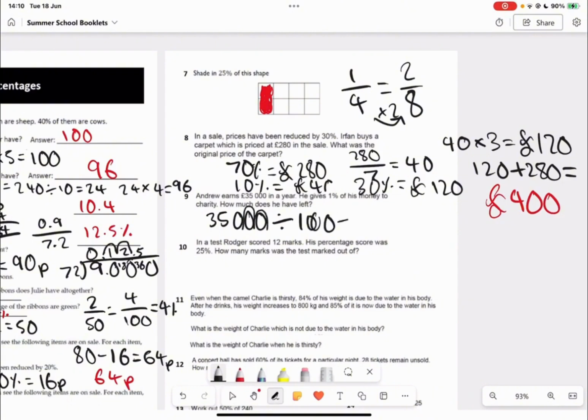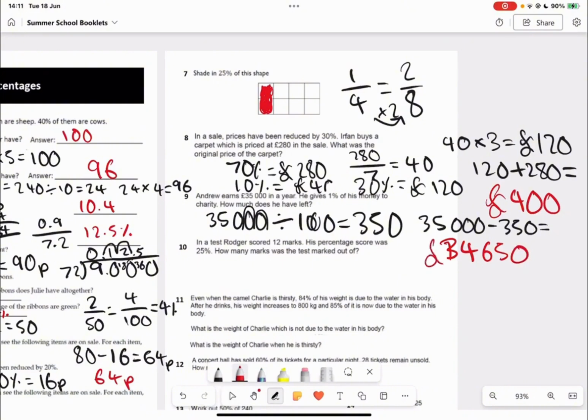So it is equal to £350. Then we do 35,000 minus 350, and that will equal our answer, which for question 9 will be 34,650. So 34,650 plus 350 would also equal £35,000. So remember to add your pound sign, and that's your answer.